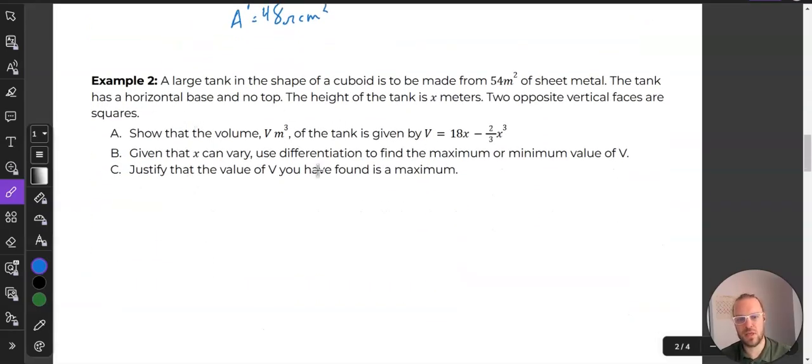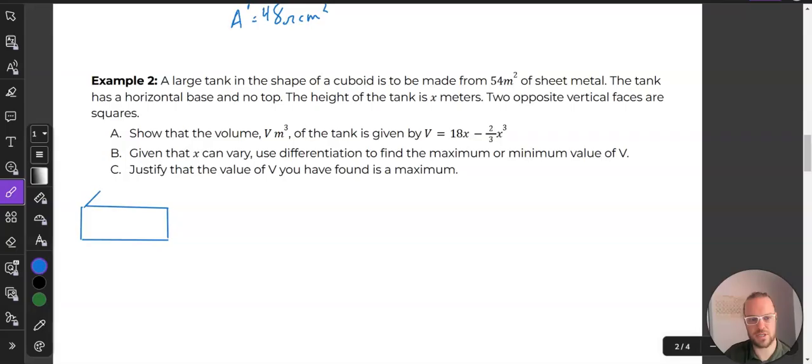Now, if we're looking down here, we've got a large tank with the shape of a cuboid, and it's to be made with a certain amount of sheet metal. The tank has a horizontal base and no top. The height of the tank is x meters. The two vertical faces are squares. So what this means is, first of all, let's draw a picture. This one's a little bit trickier.